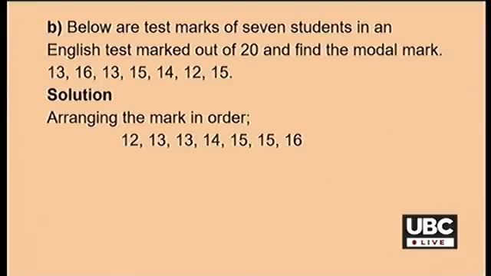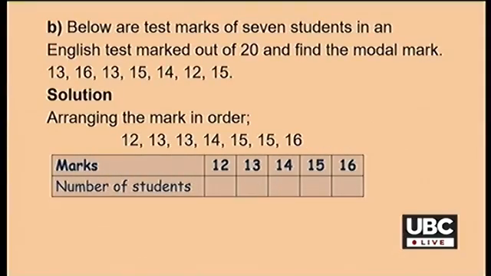Increasing means that we start with the lowest mark. Our lowest mark is 12, followed by 13. We are listing 13 twice because in our data we have 2 students that scored 13, followed by 14. We are listing 15 twice because in our data 15 appears twice. Then the next mark is 16. So now when we arrange our work in table form, we shall see that only 1 student scored 12 marks, 2 students scored 13, 1 student scored 14, 2 students scored 15, and 1 student scored 16.